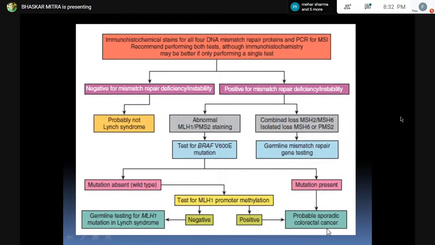If it is normal, that is the wild type, then we go for MLH1 promoter methylation. If it is positive, then it may be again sporadic group, or if it is negative, then we have to look for germline testing of MLH1.